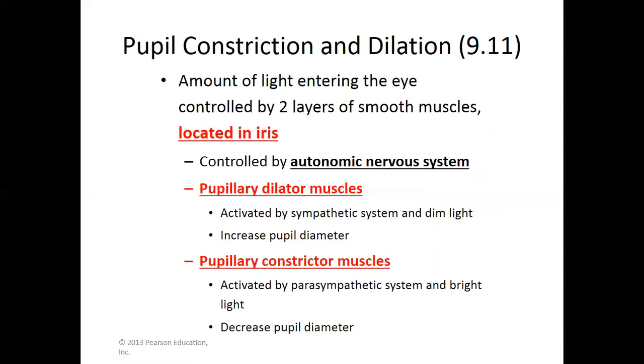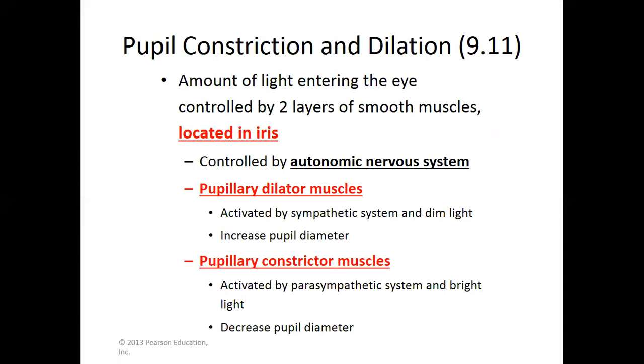To change how much light is allowed into the eye back to the retina, you have the pupil, and it's surrounded by the iris. The iris has two layers of smooth muscle that can control the shape of the pupil, whether it's constricted and small or dilated and large. So the pupillary dilator muscle dilates the pupil, and the pupillary constrictor muscle constricts the pupil.